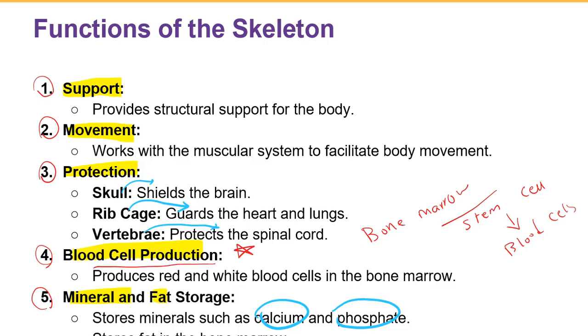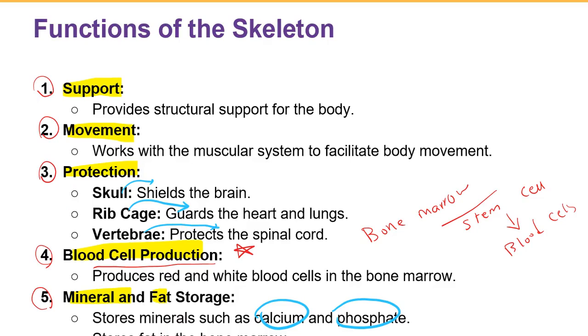And there is always a close relation between the bone and blood. Whenever we have low blood calcium, they can get calcium from our bone, or whenever there is a high level of calcium in our blood, it can be stored in our bone. So again, bones or the skeleton can store minerals like calcium and phosphate.